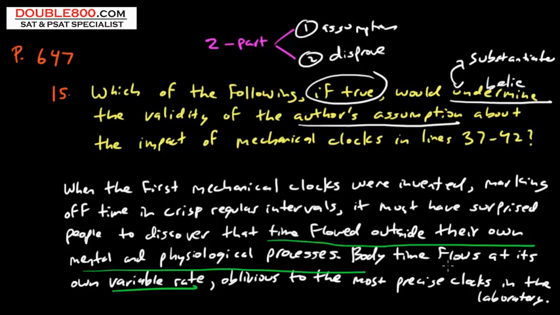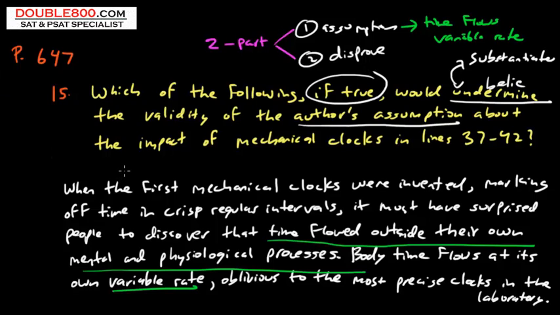So what's the assumption here? Part one, the assumption is that time flows at a variable rate. You have to do these in parts and then look at the answer so you won't be biased, but time flows at its own variable rate. We want to disprove that. Let's look at the choices here.